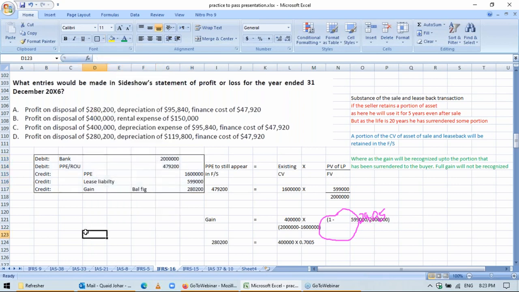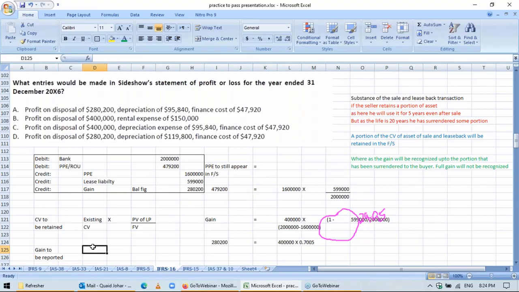This is the entry for the sale and leaseback transaction, where a portion has been retained and the remaining is sold. So let me give the formula for the carrying value to be retained and the gain to be reported. You will take the existing carrying value. The carrying value to be retained is the existing carrying value multiplied by the present value of lease payments divided by fair value.